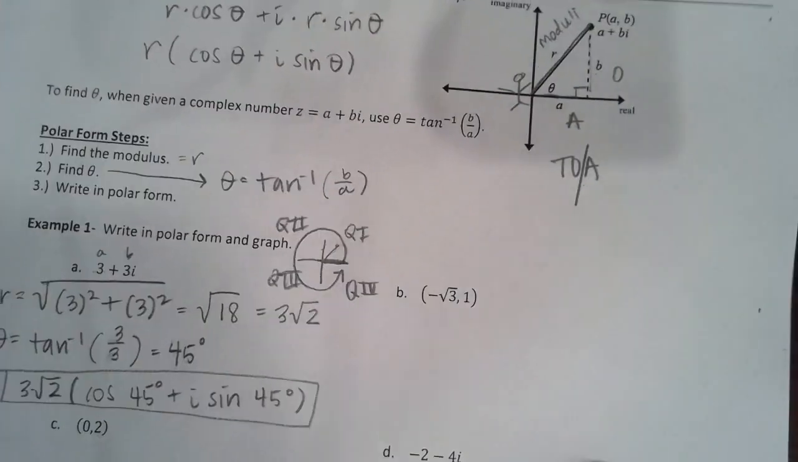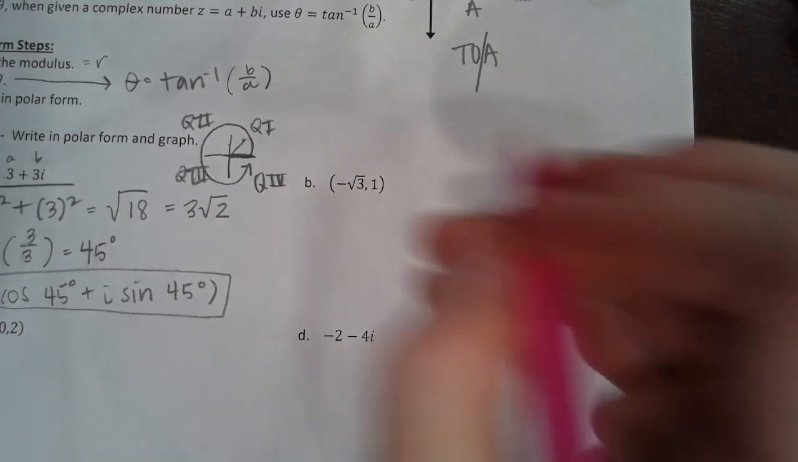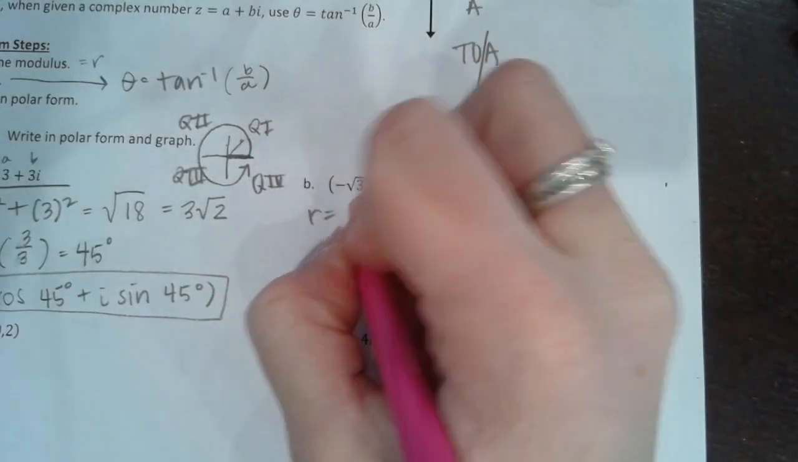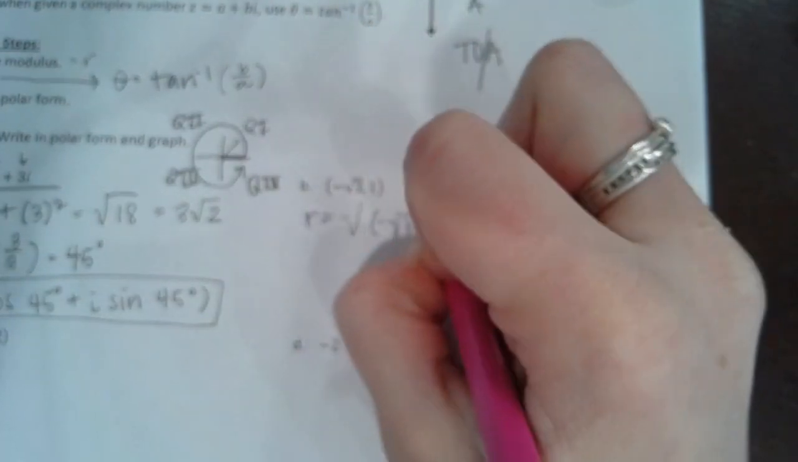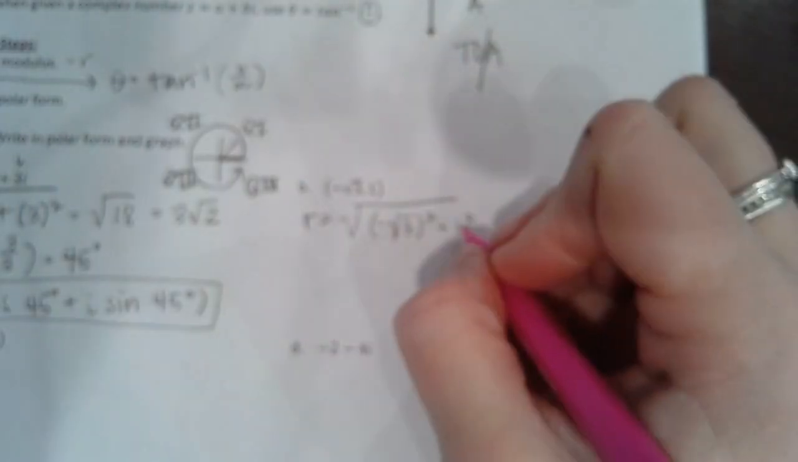This one, let's slide the paper. Okay, so for this guy, again, you start off figuring out our r. So our r is the square root of negative root 3 squared and 1 squared, so this will end up giving us 2 for our r.